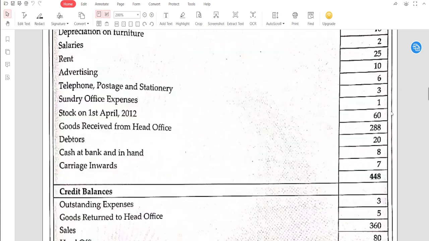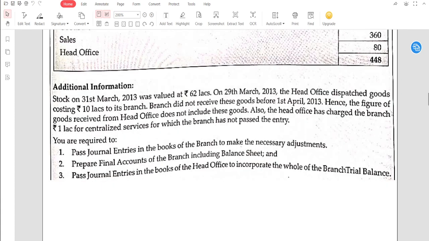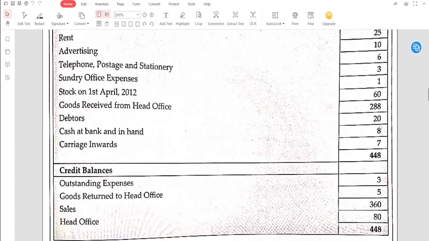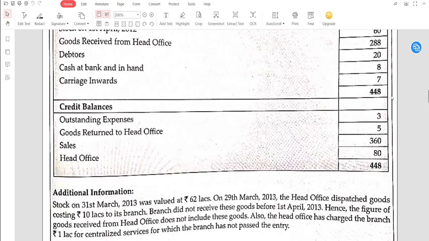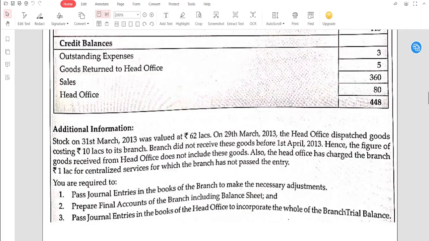ये Kanpur branch का account है. ठीक है, now see here what information is given. Additional information: stock on 31st March 2013 was valued at 62 lakh. Here the opening stock is given and the closing stock valued is 62 lakh. On 29th March 2013, the HO dispatched goods costing 10 lakh to its branch. On 29th March, HO sent the goods costing 10 lakhs to its branch.